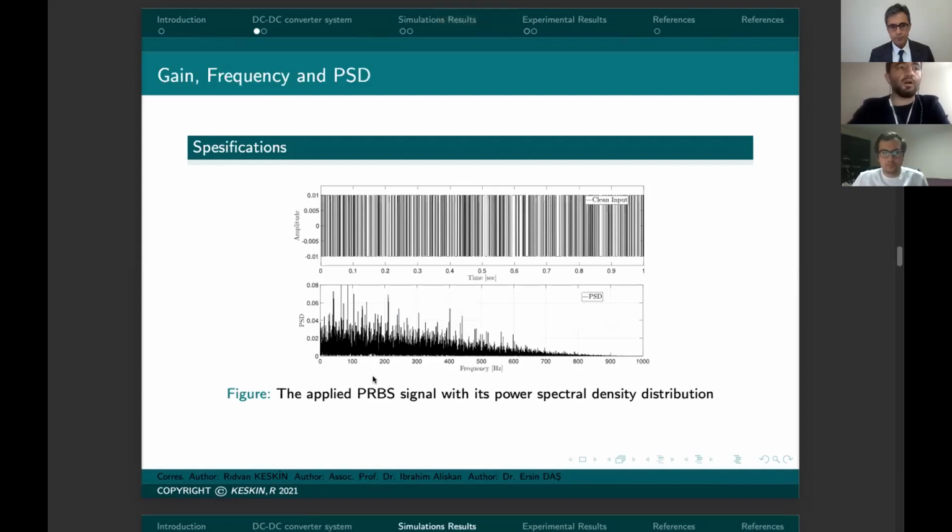Here, the applied PRBS signal to the gate signal and its power spectral density distribution can be seen. Since the bandwidth of the circuit or converter is about 120 Hz, we applied a frequency-rich PRBS signal up to 5 times this value. I mean, it's nearly 600 Hz. We obtained the appropriate amplitude value of this PRBS signal by a trial and error process.